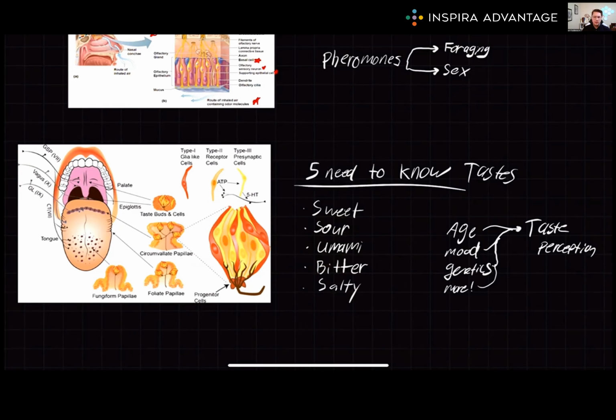Interestingly, the perception of taste is influenced by more than just the chemicals on your tongue. Things like age, your mood, genetics, and any other little thing actually can impact how you perceive the taste. That's why you could give 2 people an identical bowl of Cheerios and one might taste something different than the other, because there are different inputs going in. It's not just the food that goes into the perception of taste. Very interesting learning about the senses.